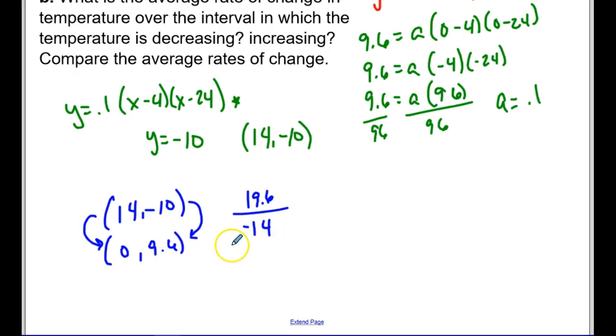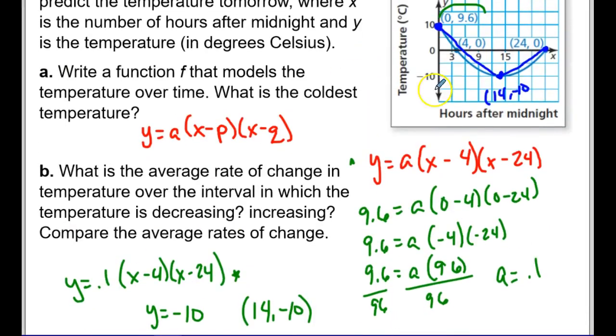So now I just plug this into my calculator, and I end up with approximately, it's going to be a negative slope, approximately negative 1.4. So this is the average rate of change when it was going down, decreasing. Now I'm asked when it's increasing. Okay, so I know I'm still going to be using my vertex, which was at 14, negative 10, but now I want to use the other point that I'm given when I finish increasing at 24, 0.